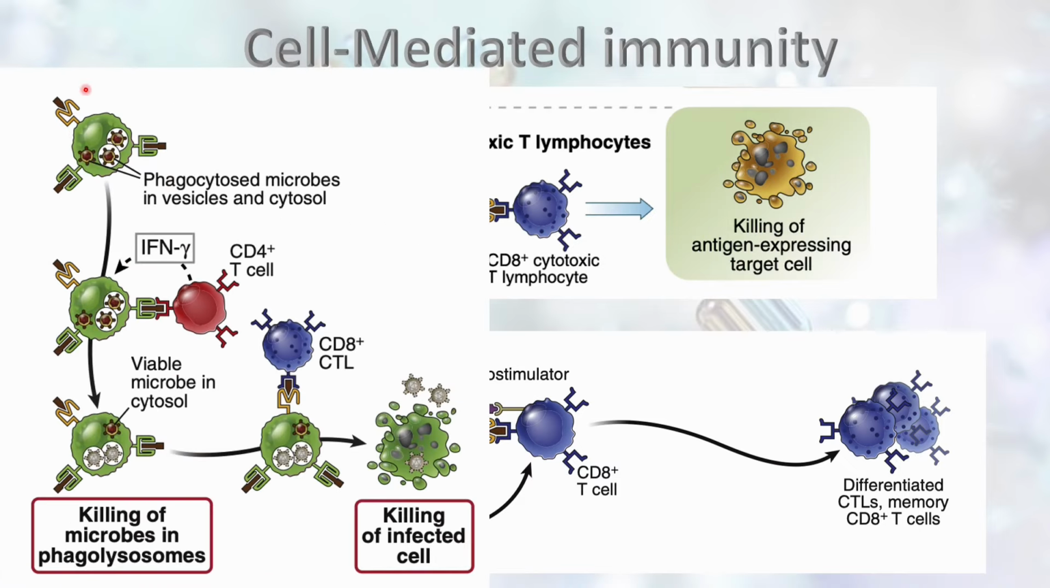So here again, we have phagocytosed microbes in vesicles, and we have those in the cytosol. Those in vesicles will be presented on MHC2 and recognized by CD4 T cells, which will produce cytokines like interferon gamma that will help this cell, which is a macrophage, kill the microbe. Now, what if we have another microbe after killing the ones in phagolysosomes? We still have ones in the cytosol. Those will be presented on MHC1 and recognized by CD8 cytotoxic T lymphocytes. And with the help of CD4 as well, they will be able to kill the infected cell.